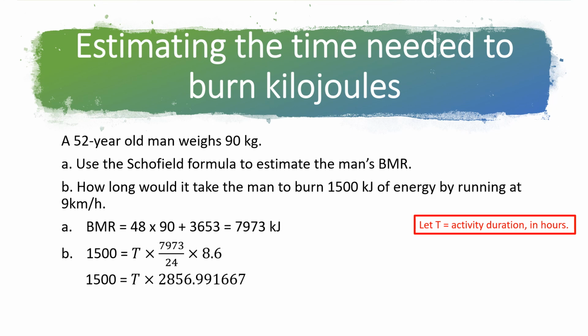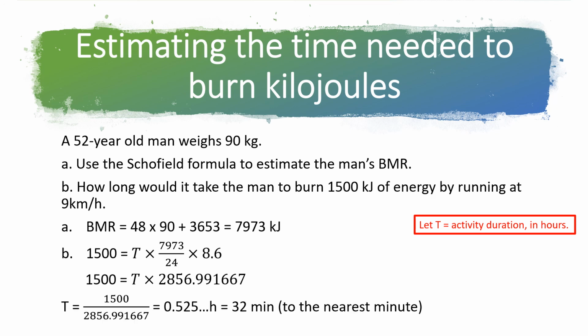Okay, and if you do 7,973 divided by 24 times 8.6, you will get 2,856.991667. So our equation is 1,500 equals T times 2,856.991667. So we will divide both sides by 2,856.991667, and we will get that the time will equal 0.525 hours. And if you just push your time key on your calculator, that will convert to 32 minutes to the nearest minute.